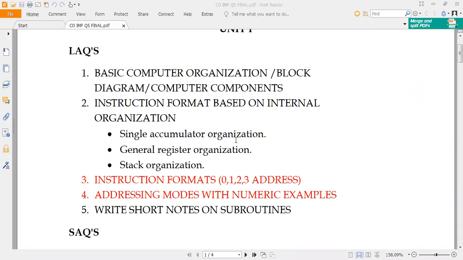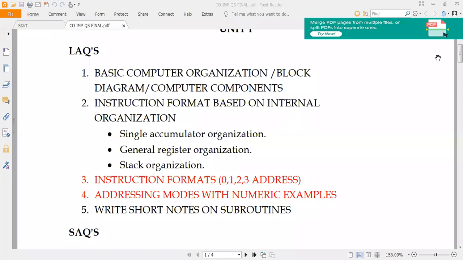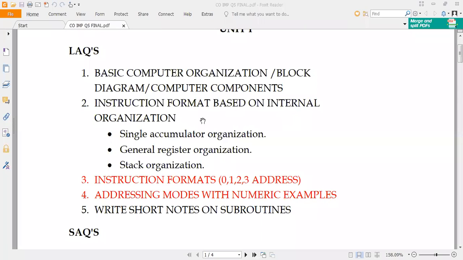If you are making use of stack organization, it will have only two things: push and pop. So push A, pop A, push B, pop B, like that you just move the data. So these are the different instruction formats based on the internal organization. Are you clear?